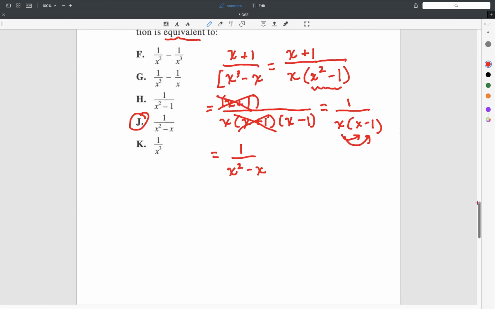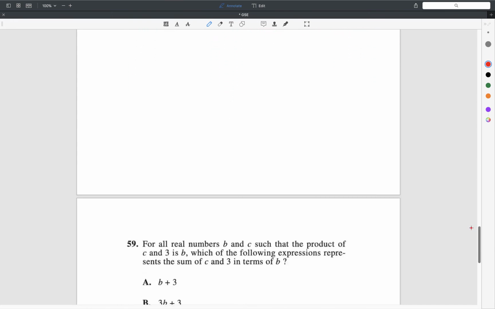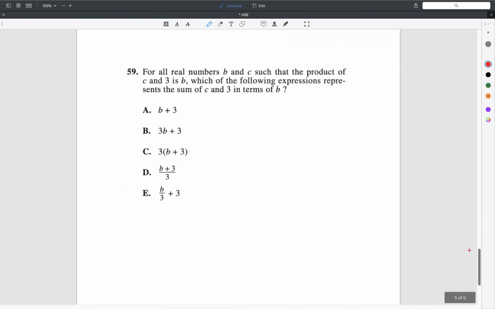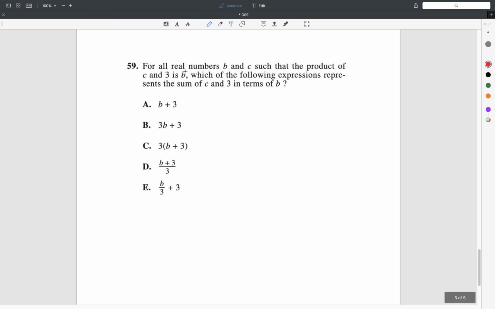All right, so we have one more question here. And it says, for all real numbers b and c, such that the product of c and 3 is b, which of the following expressions represents the sum of c and 3 in terms of b? Okay, so that's a very wordy question. It's number 59 on one of these real ACT math tests.